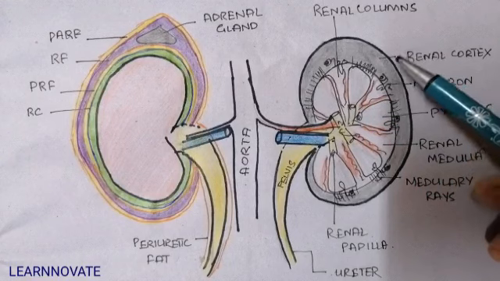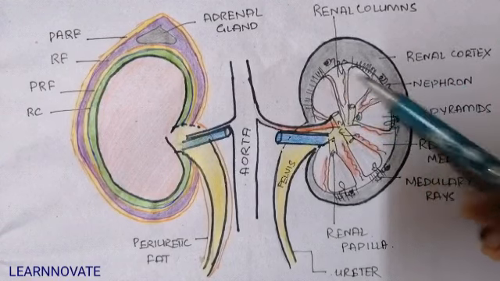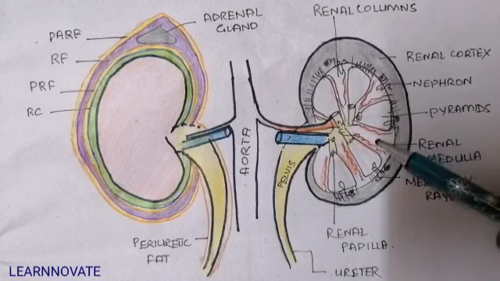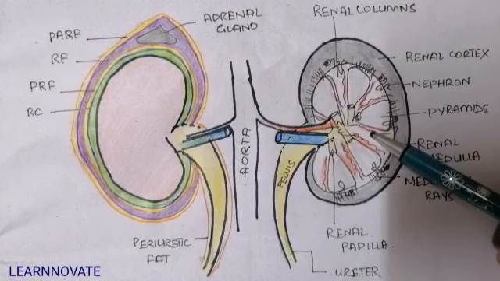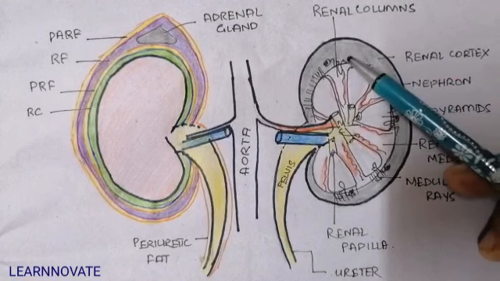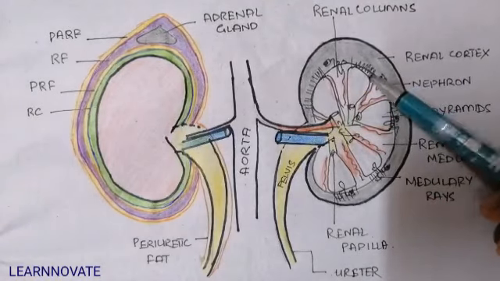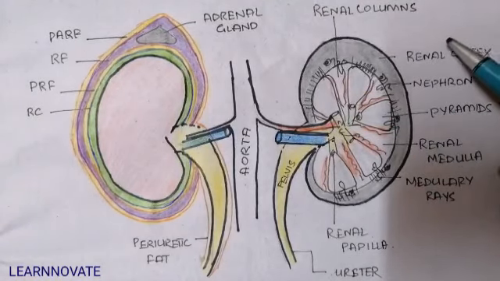Now, one more important structure: between the pyramids there is a space. This area between the pyramids is called the renal columns. Superiorly in the cortex, you can see that these pyramids extend in the form of rays, forming the medullary rays. This was just about the histology of the kidney.